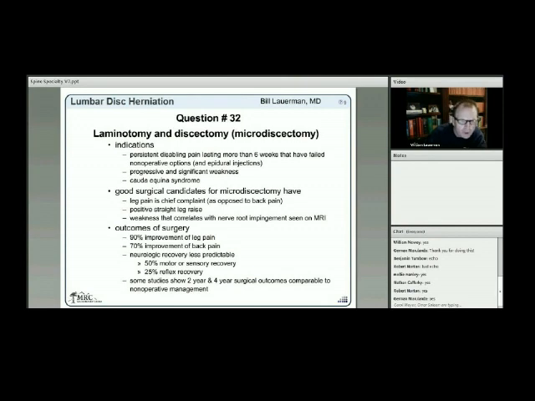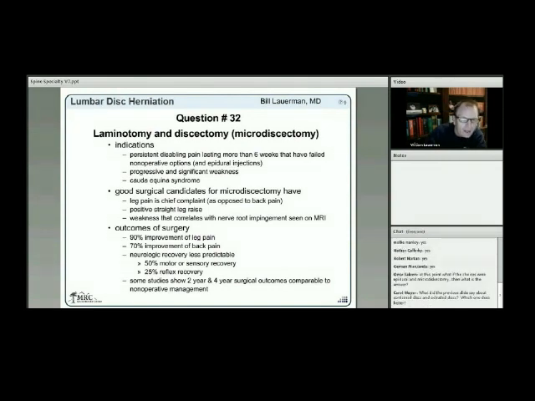Probably 90% or more of appropriately selected surgical patients get rid of 90% or more of their sciatica. About 70% see back pain improvement, but in some patients the back pain is worse. So back pain is unpredictable. And neurologic recovery is somewhat unpredictable as well. Only about 50% of patients get complete recovery of their motor or sensory deficit, and only about 25% will recover a reflex if it's absent.